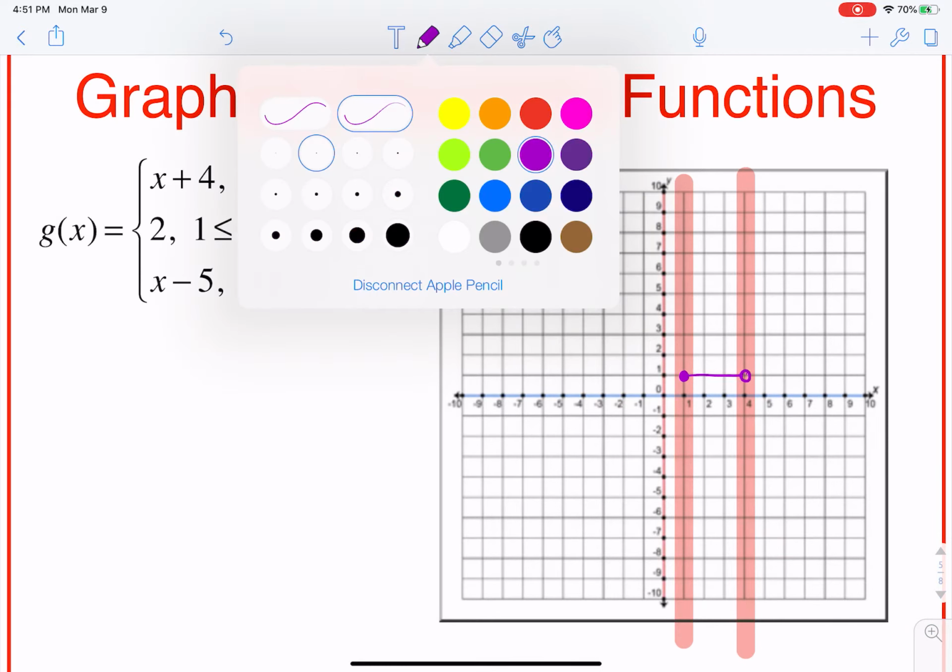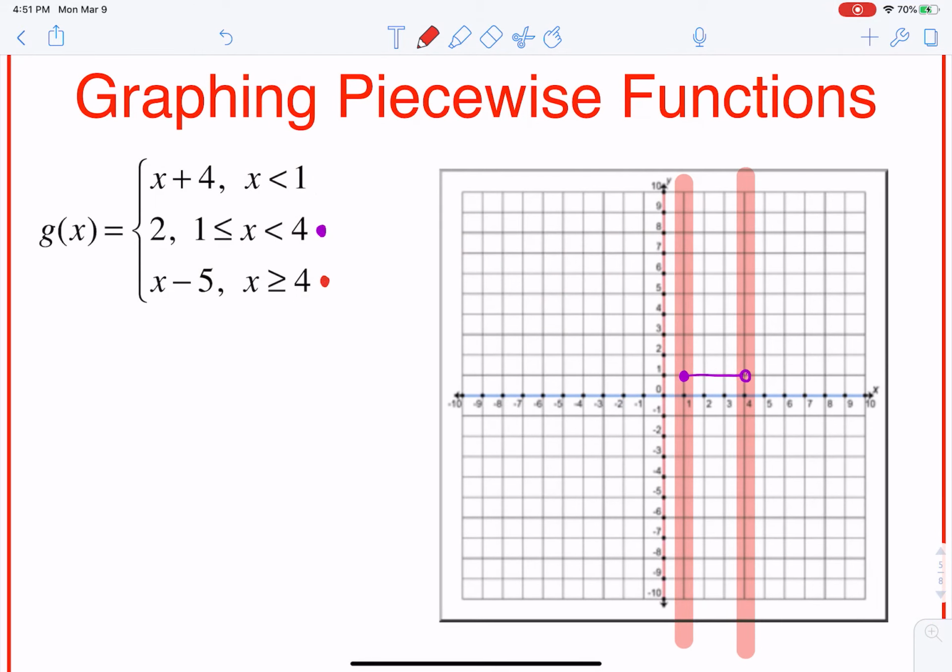So from 4 on, and we'll do that in red, I am graphing x minus 5. So here's my y-intercept at -5. I'm going up 1 over 1, up 1 over 1, up 1 over 1. So here I will graph this line for all of my x values that are larger than 4. And I'll put a solid circle here. I can erase the rest of that graph there, and here I will sketch in this line that I have. And I'll erase that domain piece since we're finished with that.